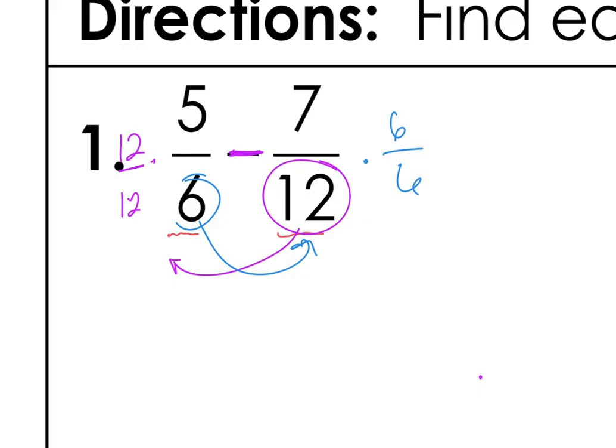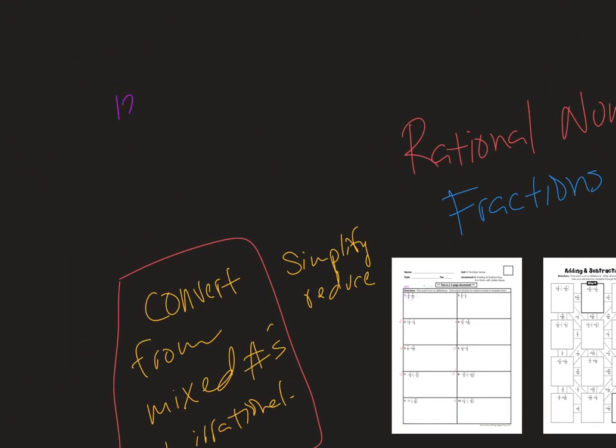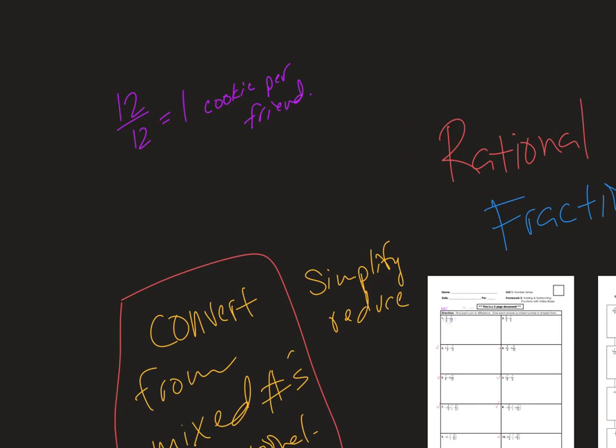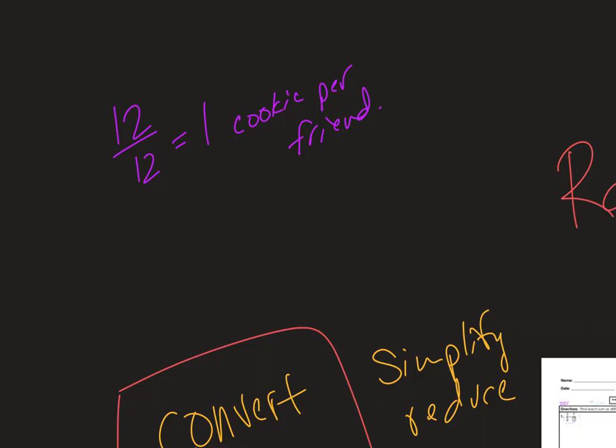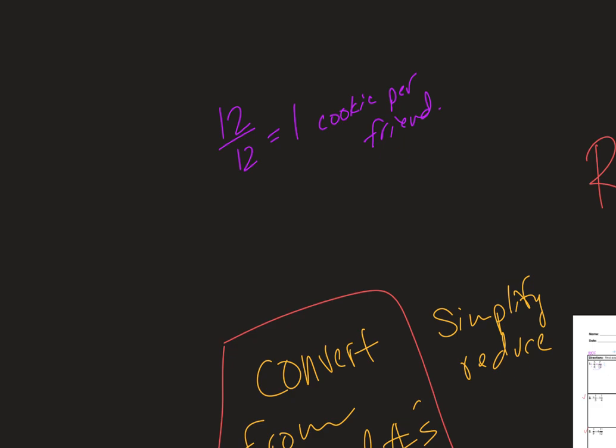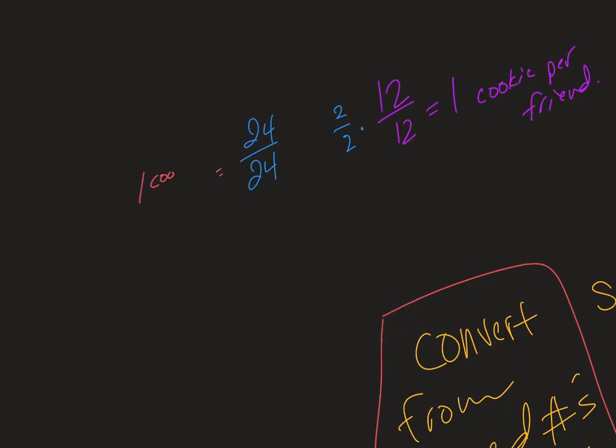12 over 12 is equal to 1. If you have 12 friends and you have 12 cookies, everybody is getting 1 cookie per friend, right? Here's the thing about that. We can use this to convert and simulate the crowds getting bigger. So if we multiply this by 2 over 2, that would be like, what if I had 24 friends and 24 cookies? Well, guess what? They're still getting 1 cookie per friend, right?